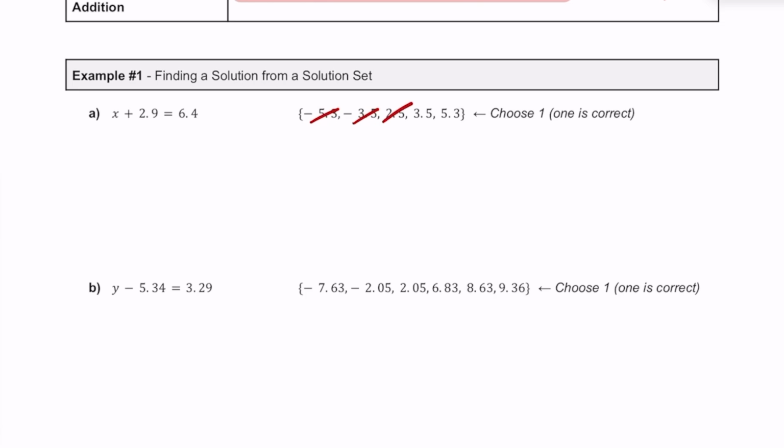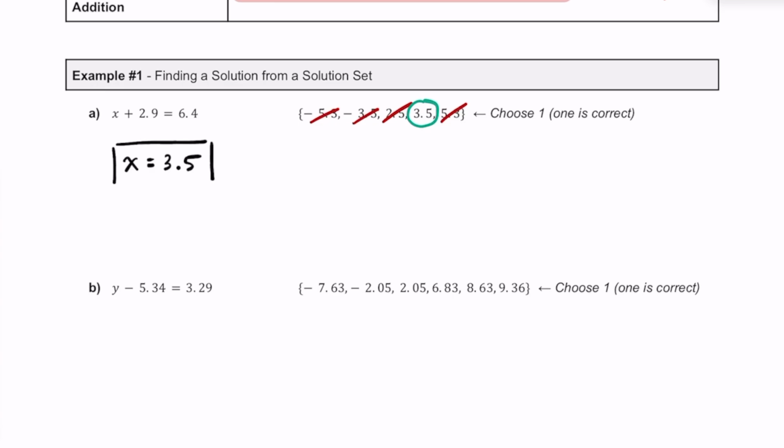What if x is 3.5? Well, 3.5 plus 2.9, if we add those, oh, that is exactly 6.4. So this right here actually would be our solution. x would have to equal 3.5, which means it can't equal 5.3. So x would be equal to 3.5. That would be the solution for this equation.